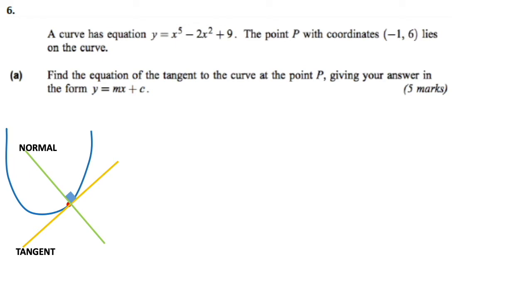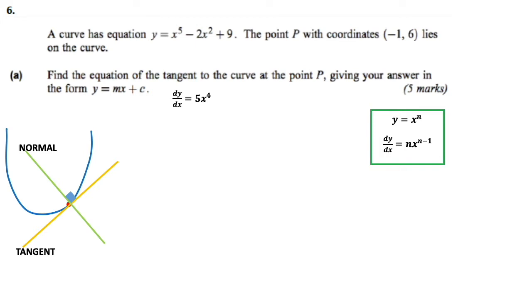Now, let's quickly recap how we differentiate. If you have y equals x to the power of n, then to differentiate, we bring the power to the front, so it would become nx, and then we decrease the power by 1. So 1 less than n would be n minus 1. So let's go back to the equation. We have x to the power of 5. If I bring the 5 to the front and decrease the power by 1, we would have 5x to the power of 4. The second term at the moment is minus 2x squared.